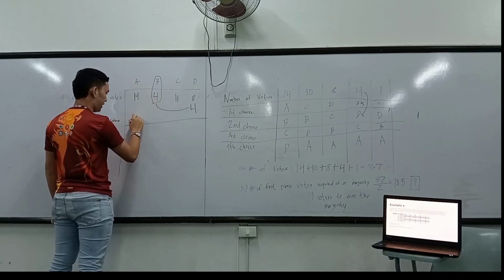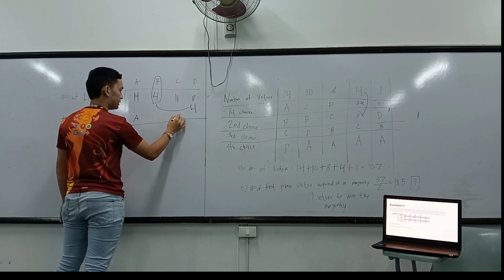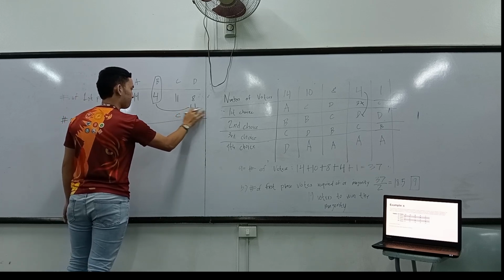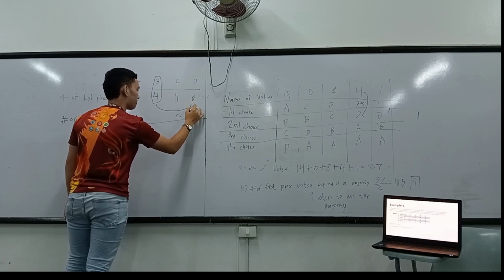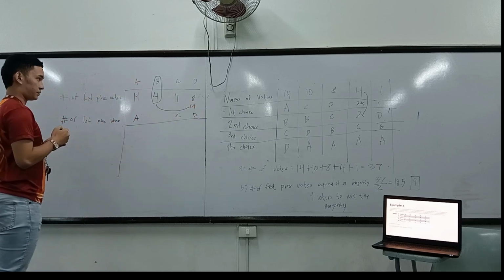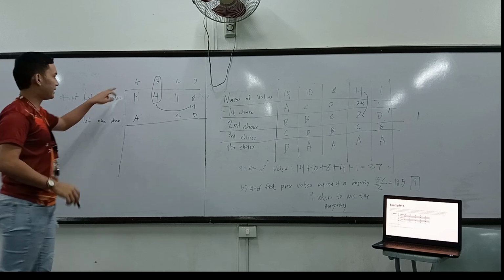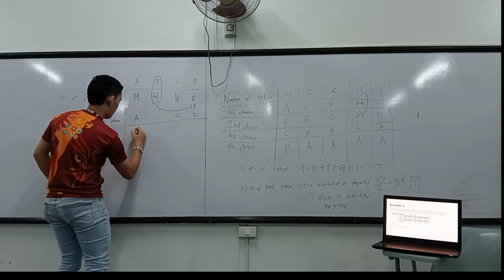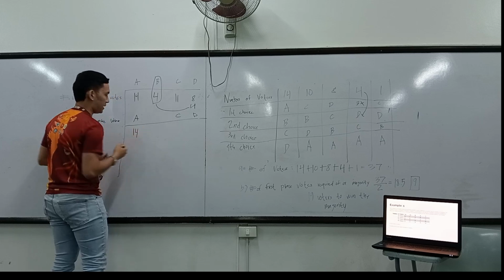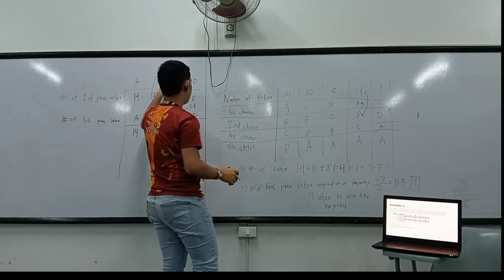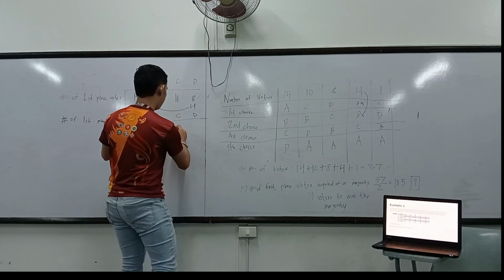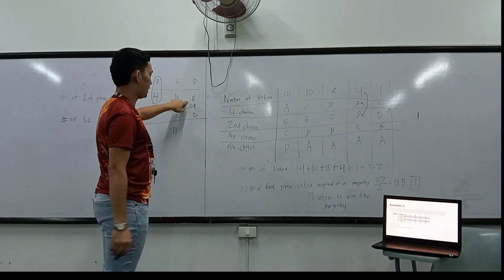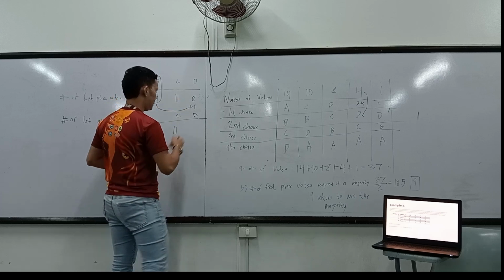We only have A, C, and D. So candidate A got 40 on the first place vote. Candidate C got 11, and candidate D got 8 plus 4 is 12.